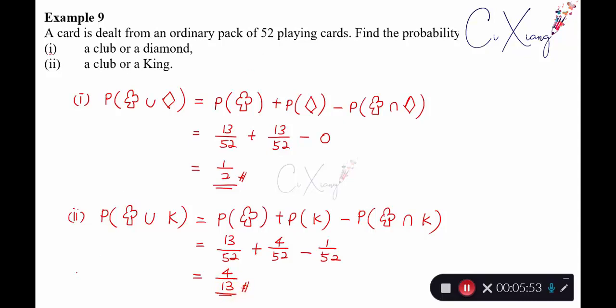Alright, so what I want to tell you from here is, for these two examples, the question will not tell you whether the events are mutually exclusive or not. Therefore, you need to figure it out yourself. Like for this one, because the club and diamond will not overlap, and the probability of their intersection is equal to 0, you can conclude that the club event and the diamond event are mutually exclusive.